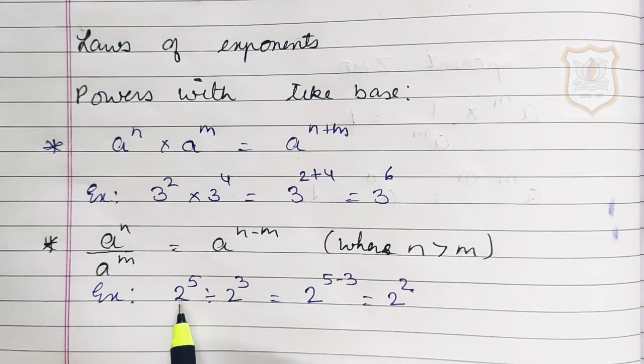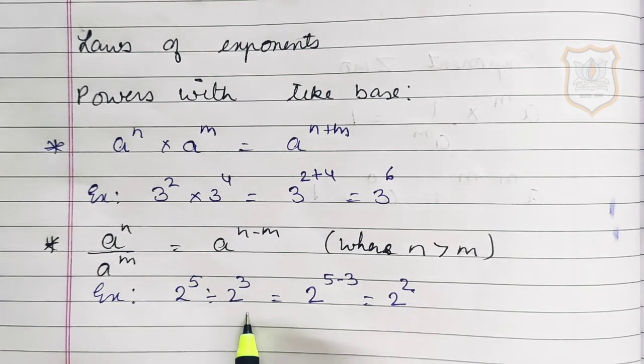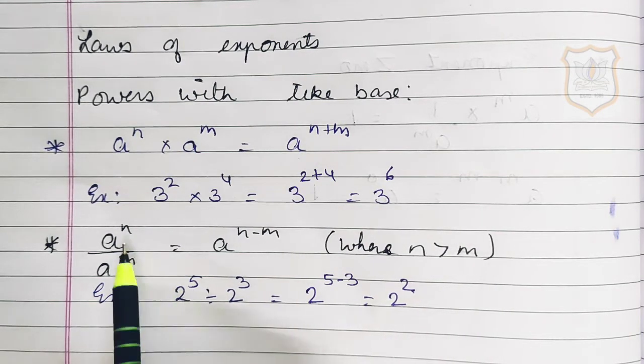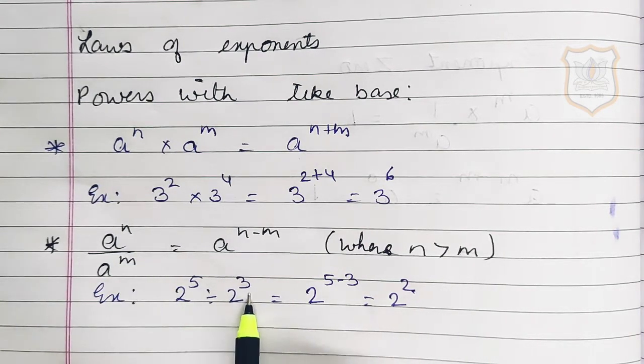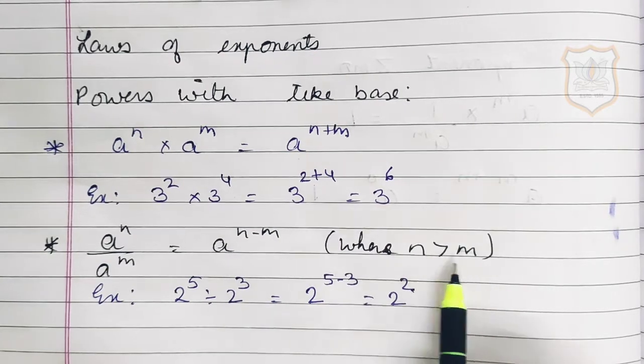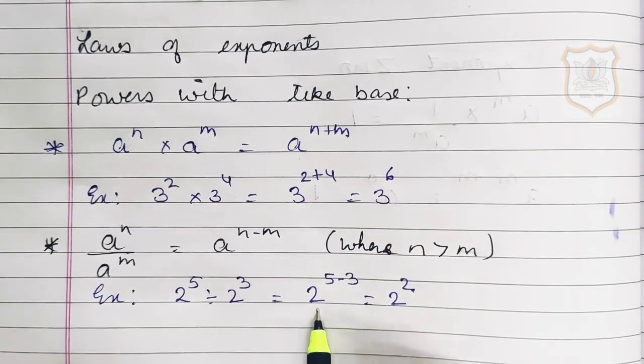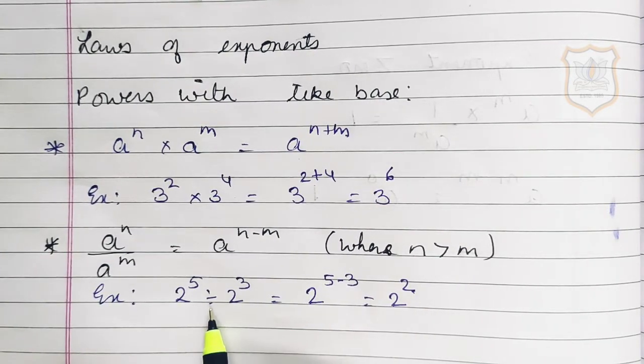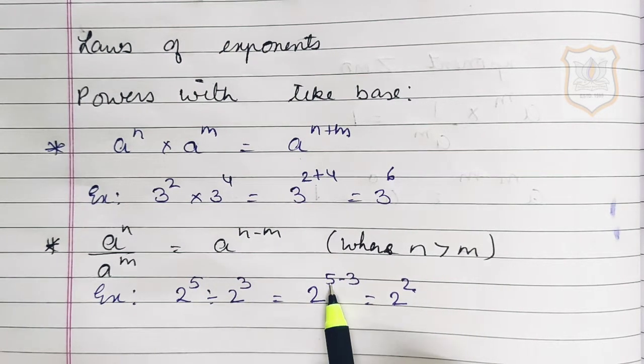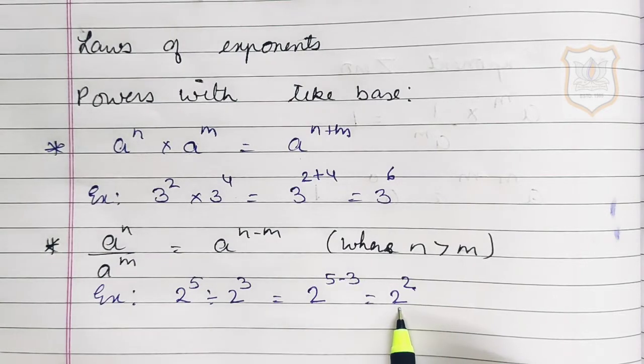For example, 2 raised to power 5 divided by 2 raised to power 3. Here n is 5 and m is 3. So here n is greater than m, so 2 we will write as it is, and because there is a division sign, we will subtract 3 from 5. So here we will write 2 raised to power 5 minus 3, that is 2 raised to power 2.